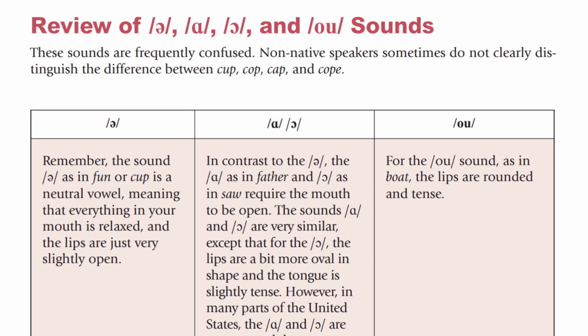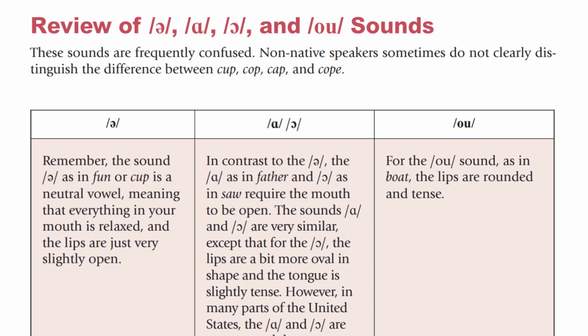Review of ʌ, aw, and o sounds. These sounds are frequently confused. Non-native speakers sometimes do not clearly distinguish the difference between cup and cop and cap and cope. The ʌ sound. Remember, the ʌ sound as in fun or cup is a neutral vowel, meaning that everything in your mouth is relaxed and the lips are just very slightly open.